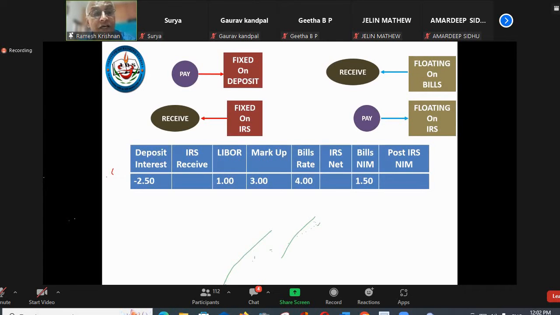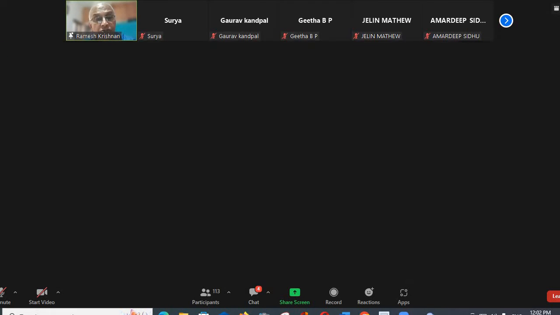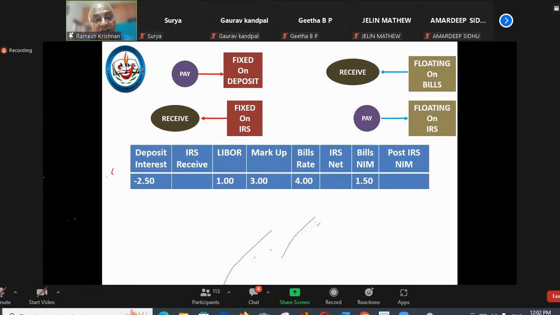Now, suppose the deposit you have taken is at 2.5%. So the first column, you pay minus payout from your balance sheet, you pay 2.5% to the depositor. Now, suppose on this day, LIBOR is 1% and bills you are discounting at a markup of 3%. So the bill you will be discounting on the day you pick up the deposit will be 3 plus 1%, 4%. So your net interest margin is 4 minus 2.5, 1.5%.